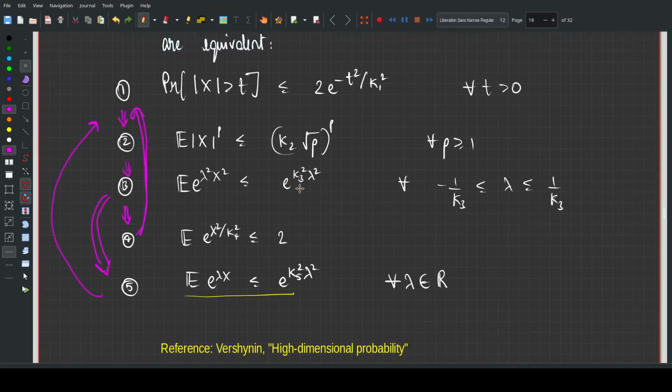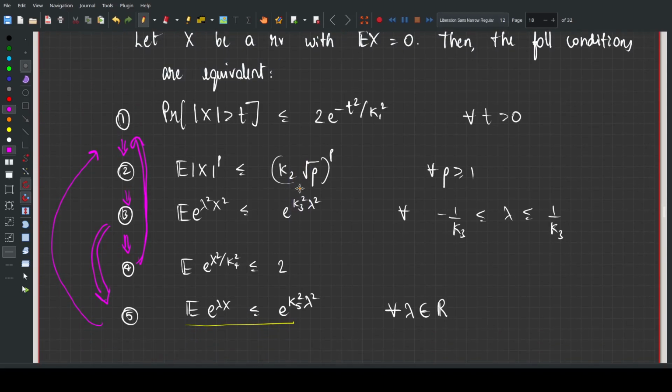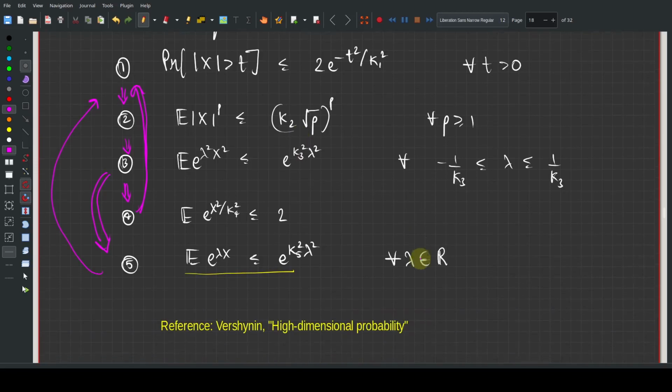Another point is that throughout I'll essentially be following this particular reference. It's a book by Vershynin called High Dimensional Probability. There's a soft copy of this book available for free, and there's a link to this on the course webpage.